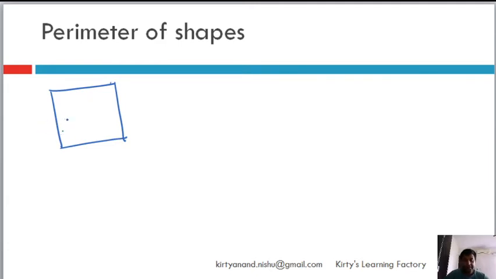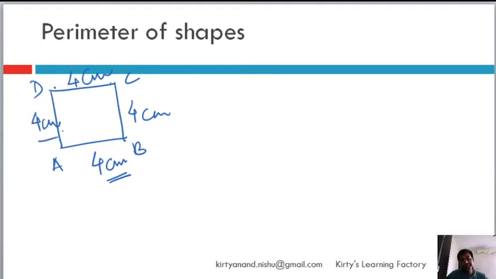So let's take this square ABCD, and let's say each of the sides is 4 centimeters. So if this is 4 centimeters, this is also 4, this is also 4, this is also 4. You tell me what is the perimeter. By what we learned right now, it is just the length of the boundary of the shape, right?